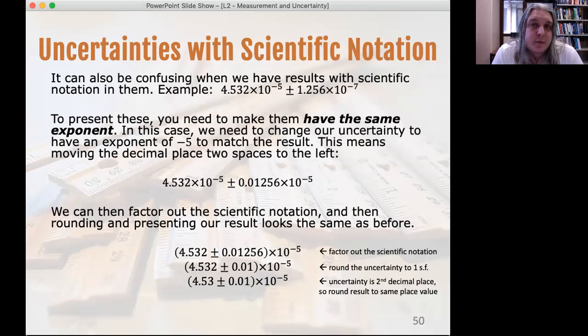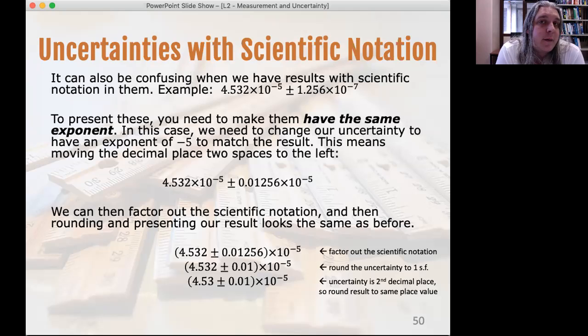Uncertainties can also be expressed with scientific notation, the same exact rules: one significant figure for your uncertainty, and then match the place value for your result. The issue here is that the place value can be a little bit confusing. You have to remember what the scientific notation means. In this example, 1.256 times 10 to the negative 7 tells us that that 1 is actually in the 7th decimal place. So when we round that to 1 times 10 to the negative 7, that 1 is in the 7th decimal place, not in the whole ones number, it's in the 7th decimal place.